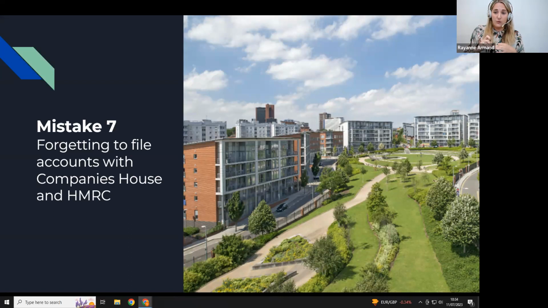Ideally, what you want to see with resident management companies is that you're able to justify that the company is dormant, which in most cases you should be able to. You can then file a set of dormant accounts to Companies House, which are super easy and quick to do. So in most cases, you should be able to justify dormant accounts, and just don't forget to do those. That needs to be done separately to your service charge accounts. That's best practice rather than having them all as one.